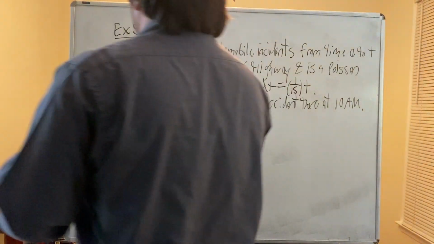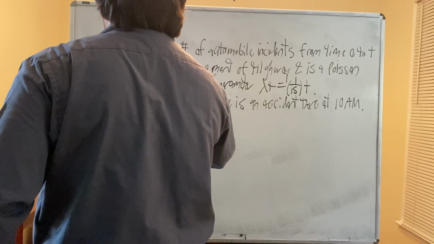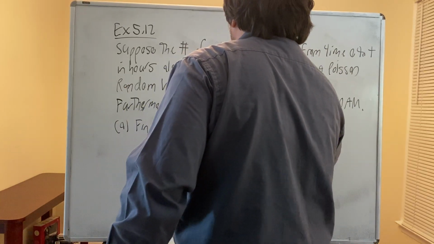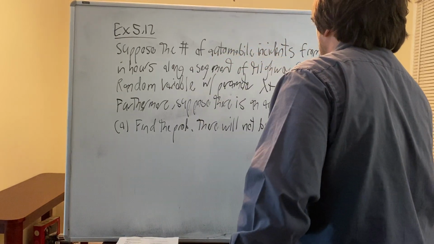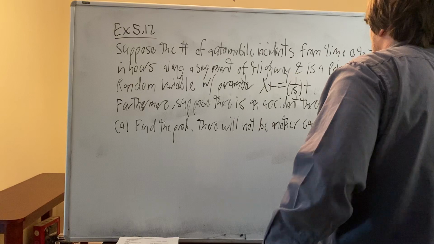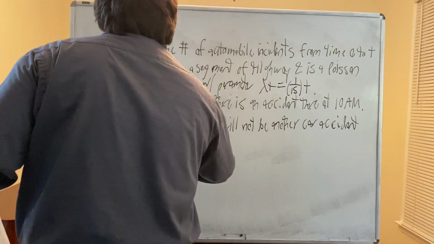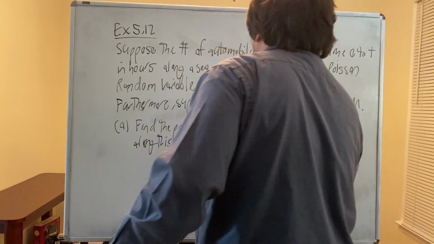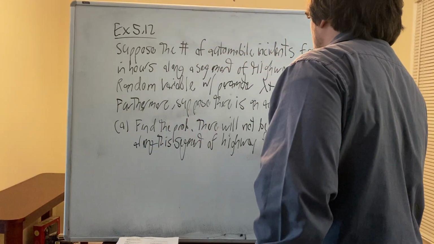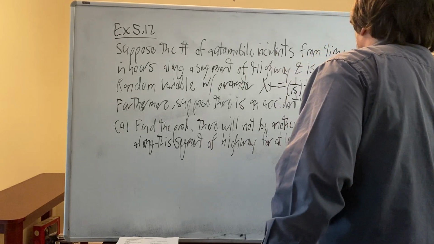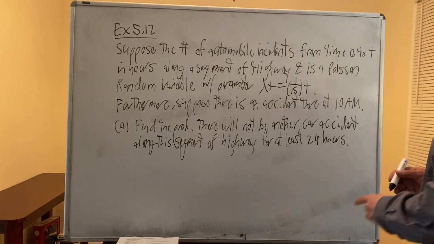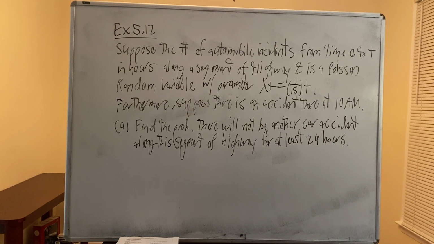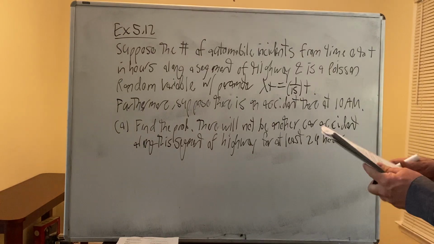Part A to this problem, this example 5.12, is find the probability there will not be another car accident along this segment of highway for at least 24 hours.